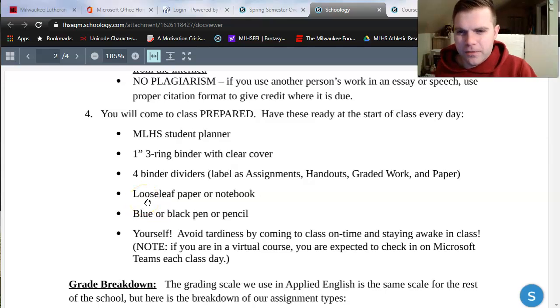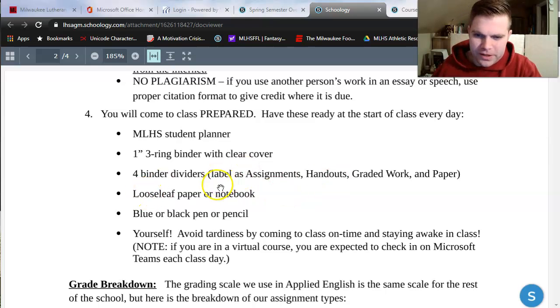In case you need to bring it out for an in-class paragraph, in case we need scratch paper for an activity in class. Please make sure that you have some at the ready. 100 sheets is probably more than enough. A full notebook is probably more than enough, but it's better to be safe than sorry. Blue or black pen or pencil as well. Have something to write with at all times, even if you are at home.